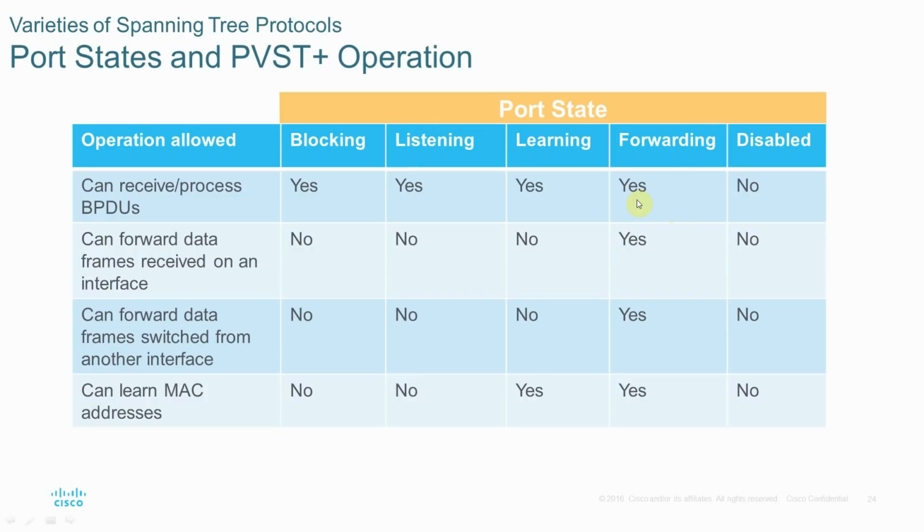In the forwarding state, it can process the BPDU, forward the frame received on the interface, and also forward the data frame switched from another interface, because in this state it has already learned the MAC address. During the forwarding state, it can also continue to learn MAC addresses. In disable, everything is not possible. So these are the spanning tree port states.